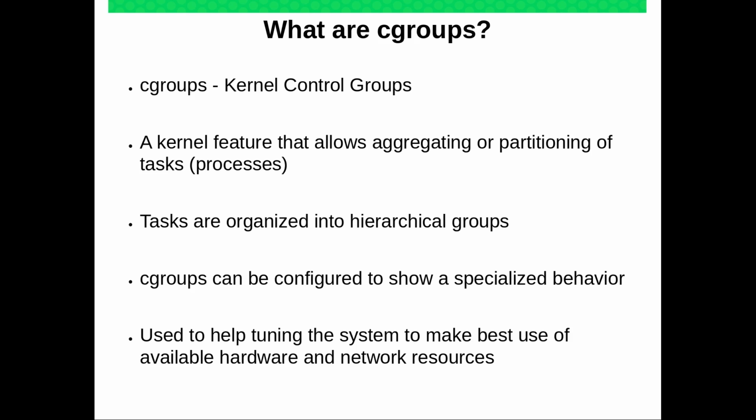C groups can be configured to implement a specialized behavior as well. They can also be used to help in tuning the system to make best use of the available hardware and network resources based on the load and the work profile of that particular application or machine.